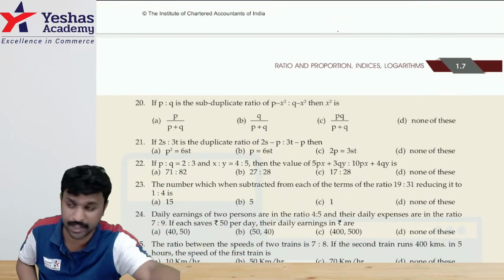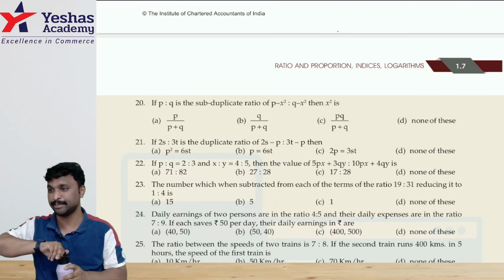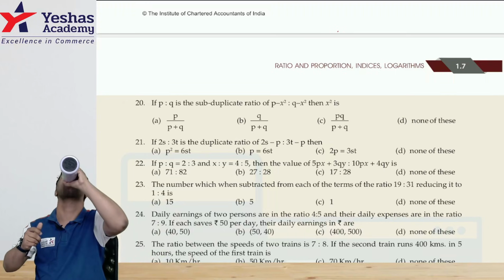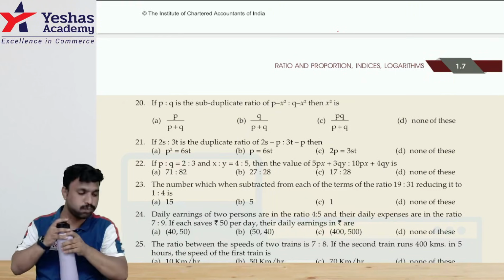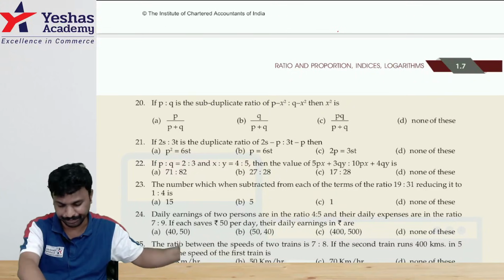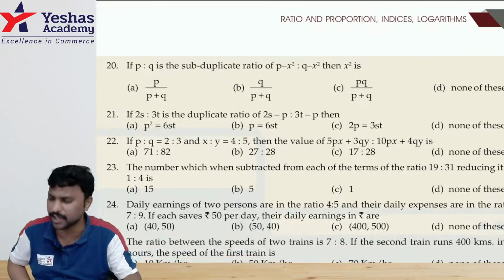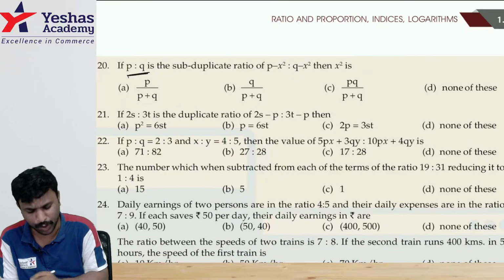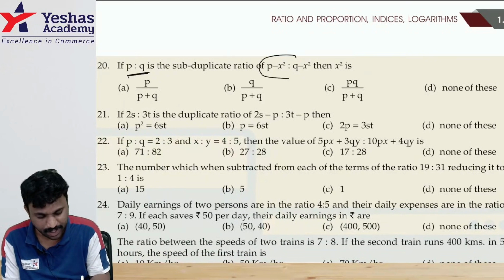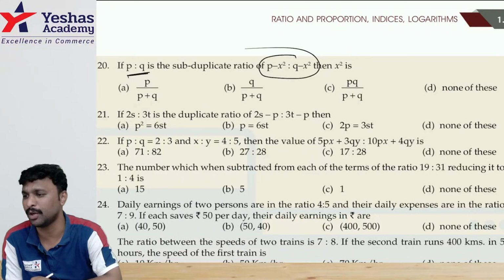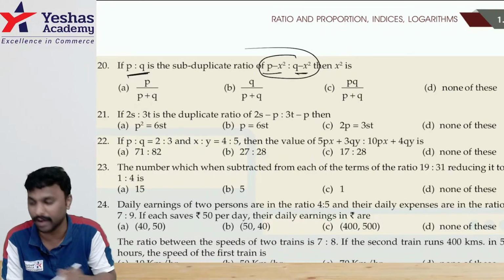This is one of the questions solved in the class. Guys, how to solve such questions? P is to Q is the subduplicate ratio of this. So what do you mean by subduplicate ratio? Root of this is to root of this.